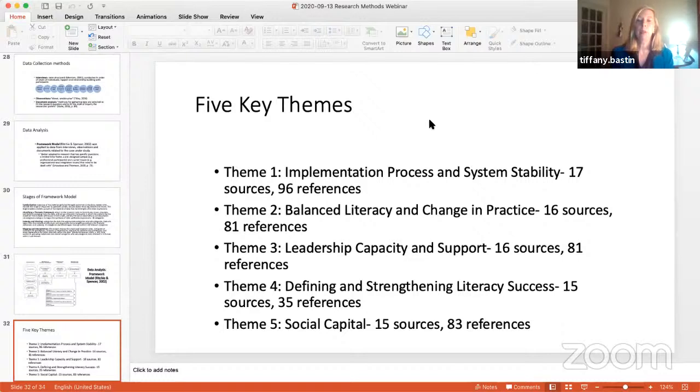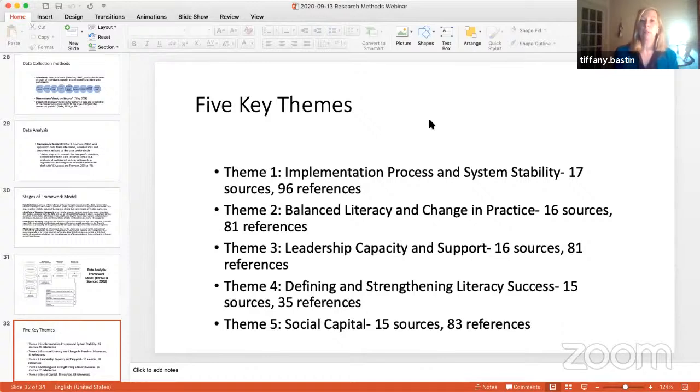In the next theme, balanced literacy, which was actually the literacy focus, was discussed, and the change in practice. So there were 16 different sources and 81 references that spoke about this theme. And generally, although people agreed with using balanced literacy in general, the teachers did not feel that it helped them to change their practice. And therefore, they didn't feel that it would lead to the improvement that maybe people who had planned the initiative had hoped it would.